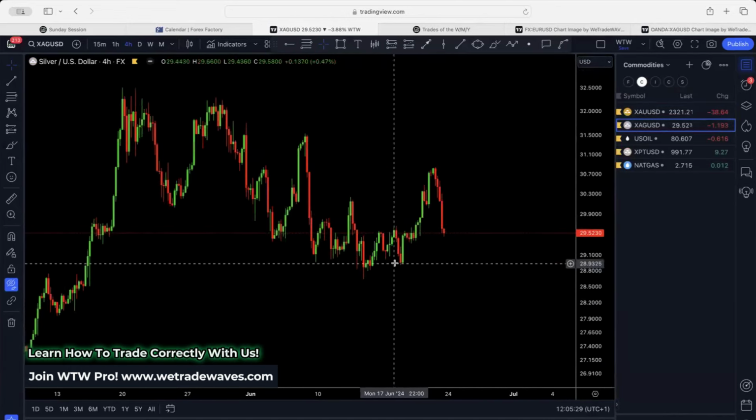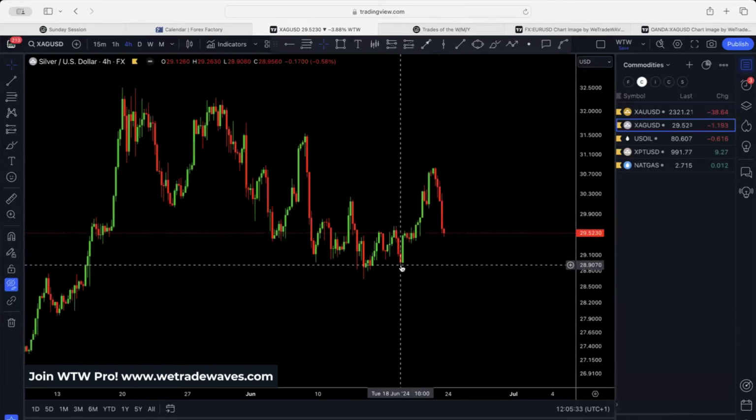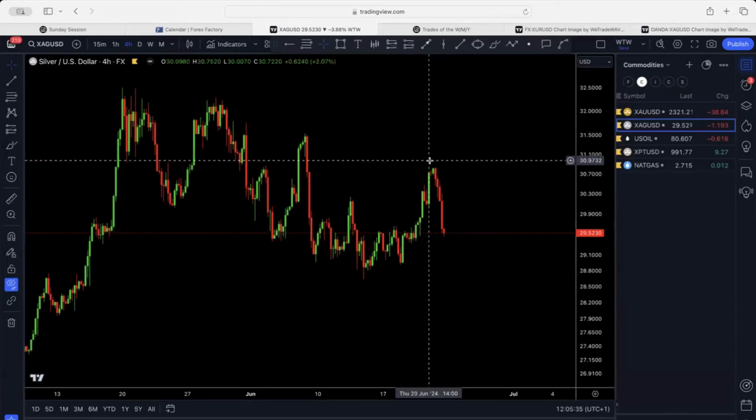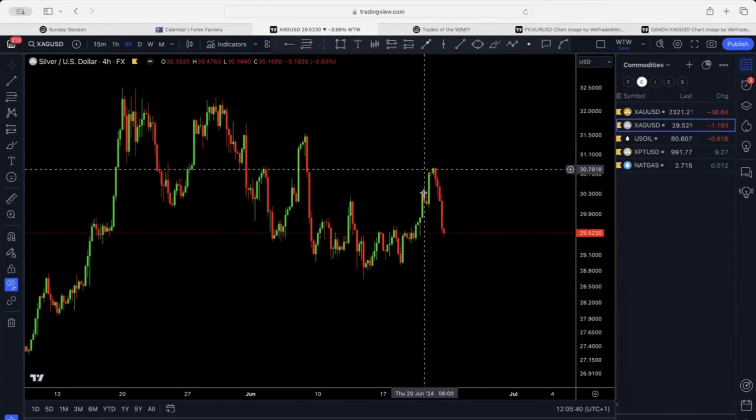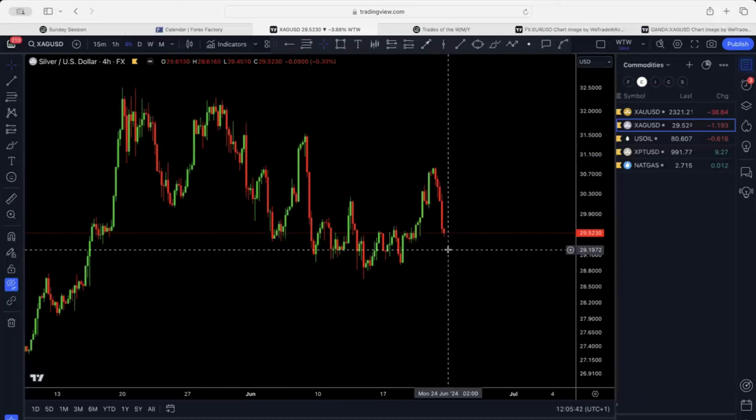Similarly for silver, we expected it to come down here towards the 29.15 zone, then push right back up towards 30.5. It actually went slightly above that as well, and then from there it broke down. So again, as you can see here, even to the pips, we are getting there.